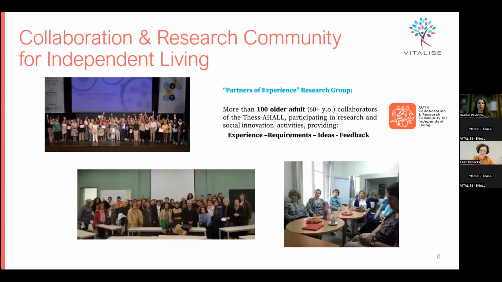Moving on to our next slide, you can see a few words about the community we have created. It's more than 100 individuals and 100 stakeholders, collaborators of THESAHAL. They participate and share their experience with us through research and social innovation activities in order to create solutions that enhance their health, independence, and quality of life. We like to call them our early stage researchers.